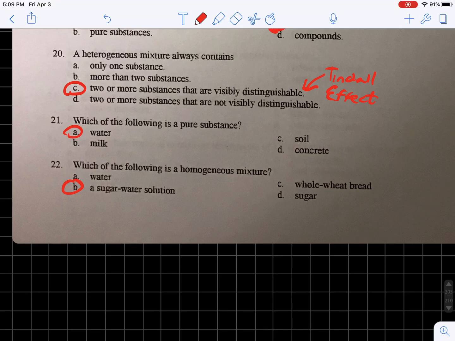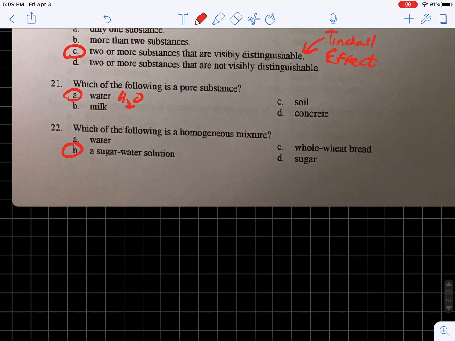But you still can see the two different substances. Number 21, which of the following is a pure substance? And again, chemical formula. So water has a chemical formula, H2O. Which of the following is a homogeneous mixture?